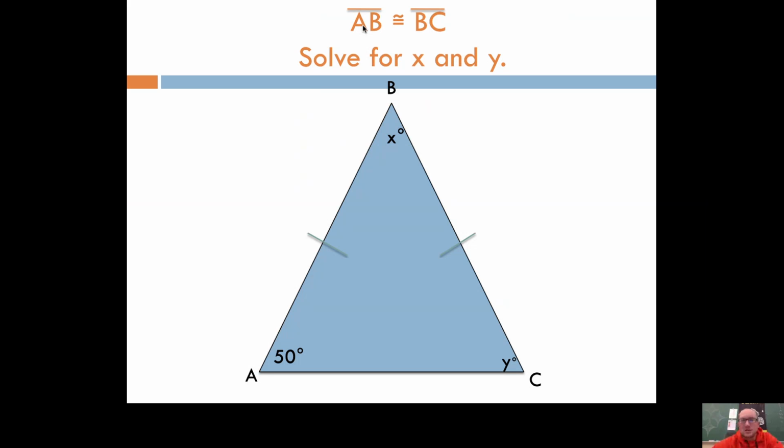This is our lesson on 6.4. This is the second part. In this triangle, they're telling you that segment AB is congruent to segment BC. So that makes this triangle isosceles.